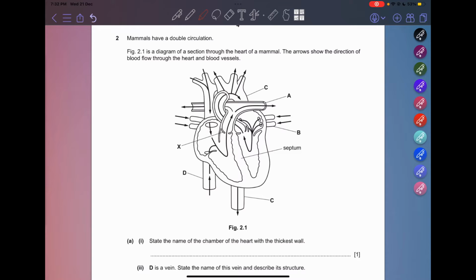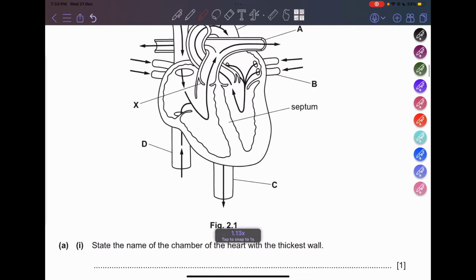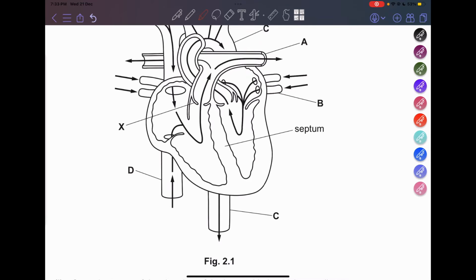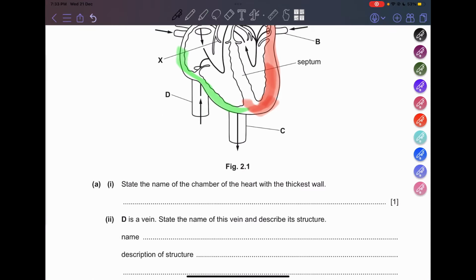Question number 2. Mammals have double circulation. Figure 2.1 is a diagram of a section through the heart of a mammal. State the name of the chamber of the heart with the thickest wall. Now, it is very obvious in this picture that the left ventricle has the thickest wall out of the other walls. Over here, this is very thick compared to, let's say, I'll use another color, this is the right atrium. As we can see, the right atrium is very thin compared to the left ventricle, which is in orange. So you have to write down that it is the left ventricle.